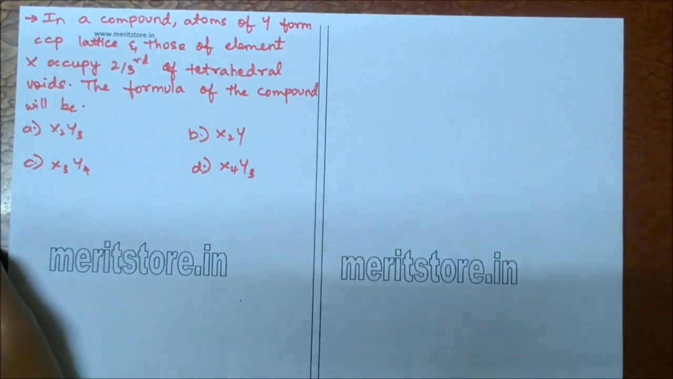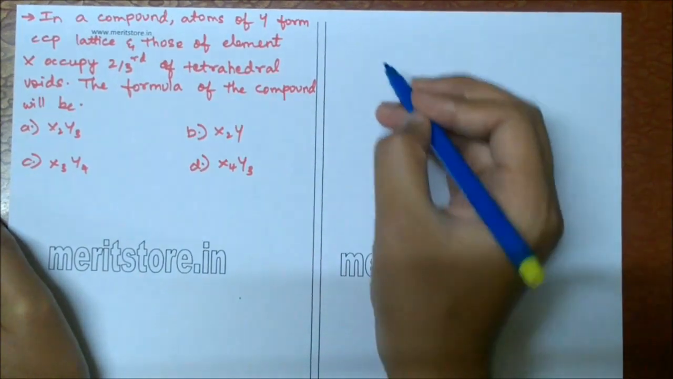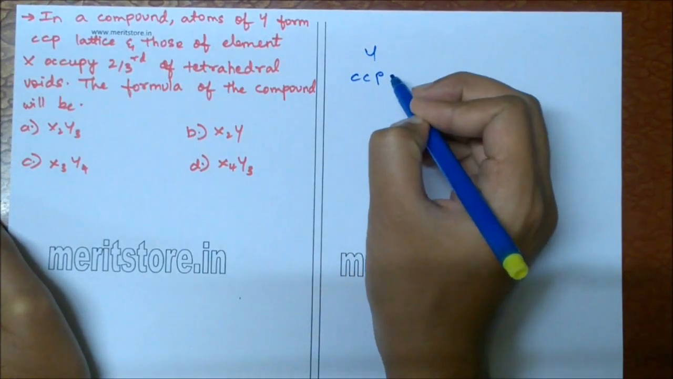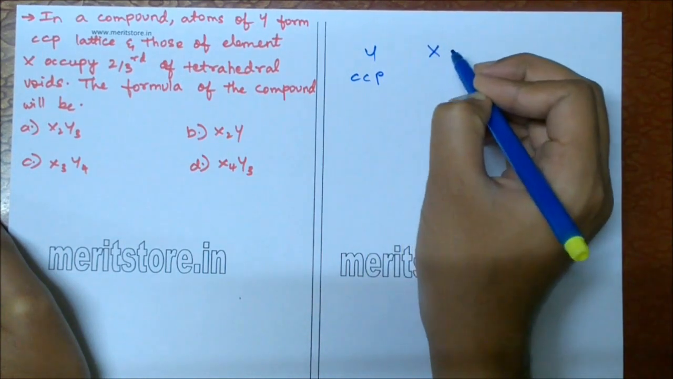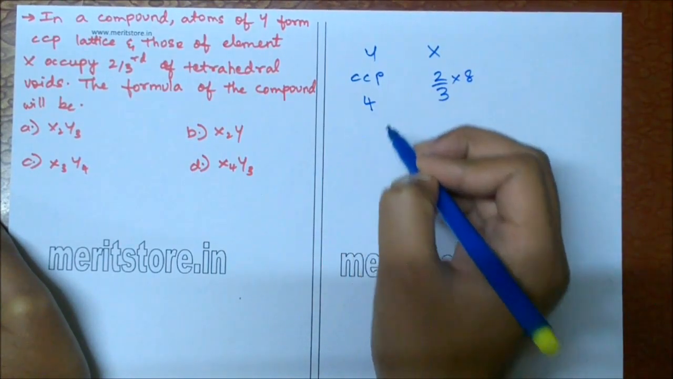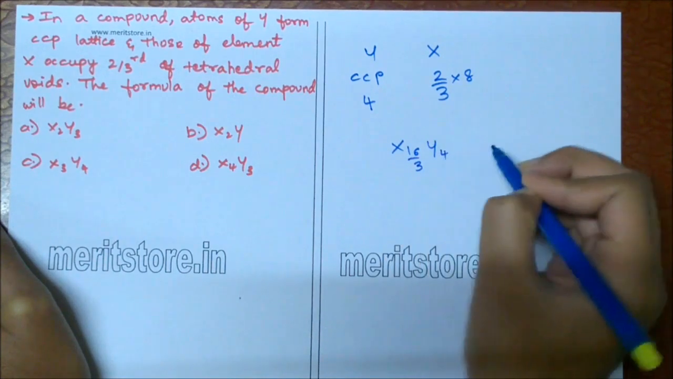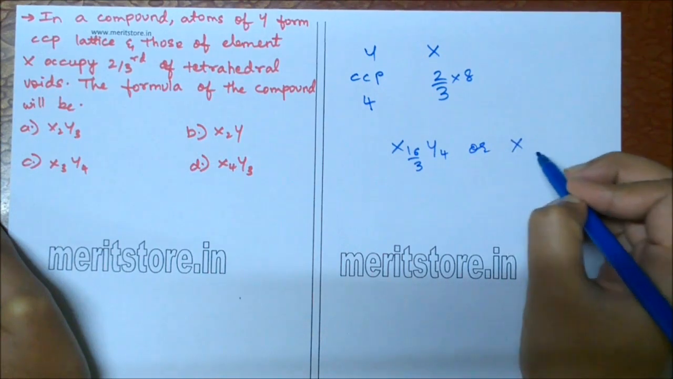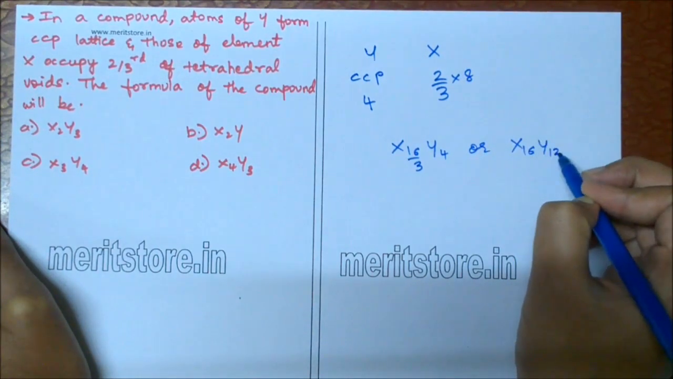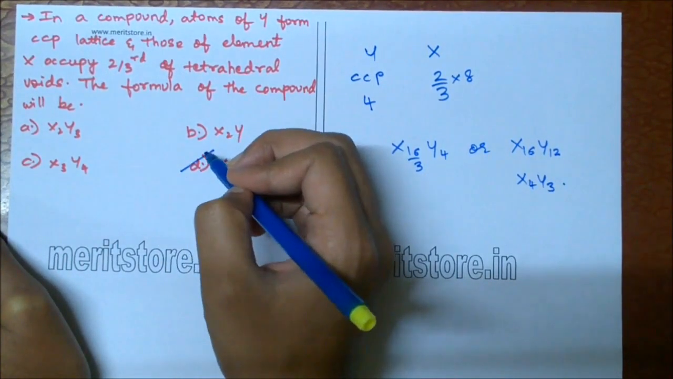In a compound, atoms of Y form a CCP lattice and those of element X occupy 2/3 of the tetrahedral voids. The formula of the compound will be. So Y atoms are CCP and X atoms occupy 2/3 of the tetrahedral voids. So Y is 4. So we can write X 16 by 3, Y 4, or we can rearrange and write X 16 and Y 12. On reducing this we get X 4 and Y 3. So option D will be the correct answer.